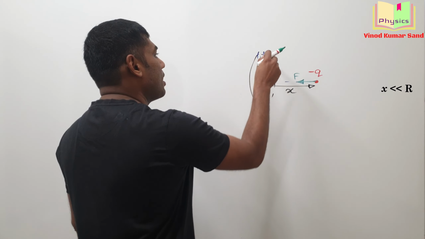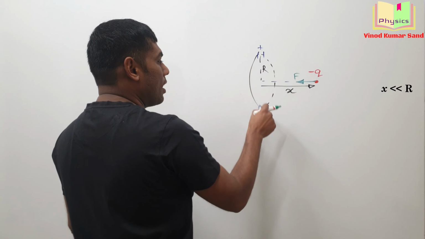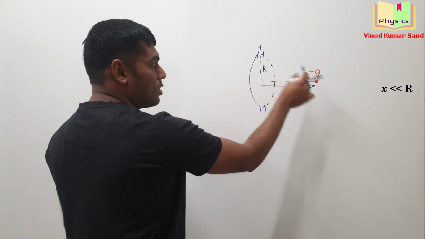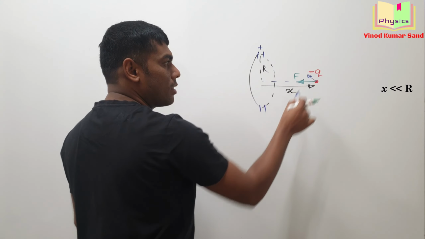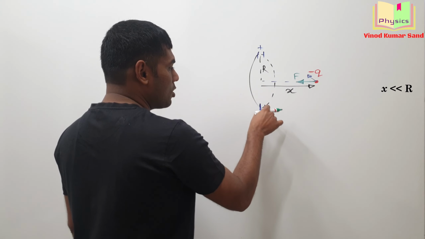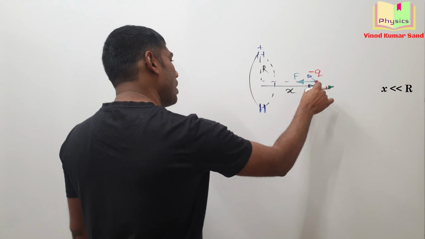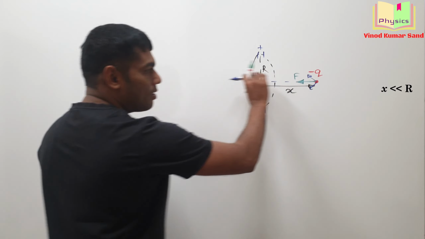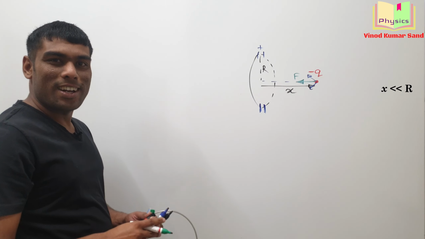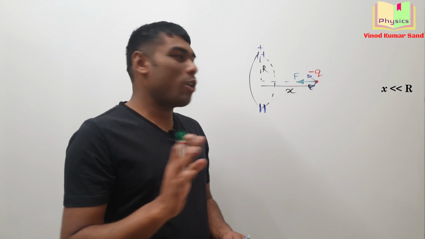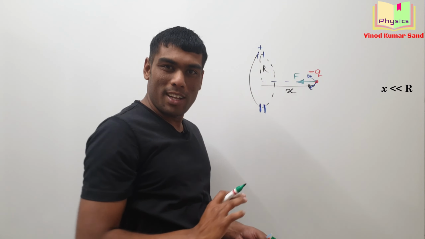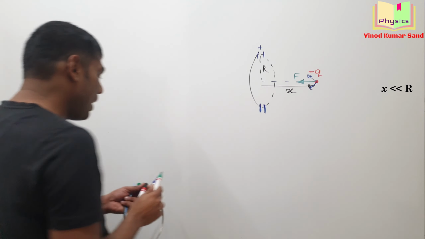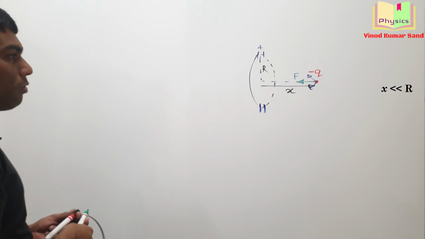If I consider here some small charge, this charge will exert a force in this direction on the minus q. This charge will exert a force on minus q in this direction. Net resultant will be along the center. And this we can do for all such small elements on the ring. Clear? Writing the expression of that, F.